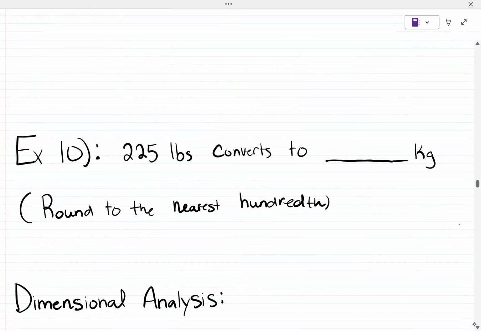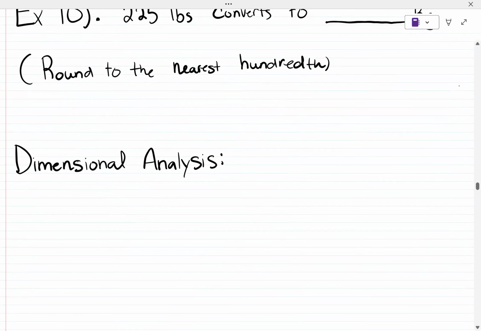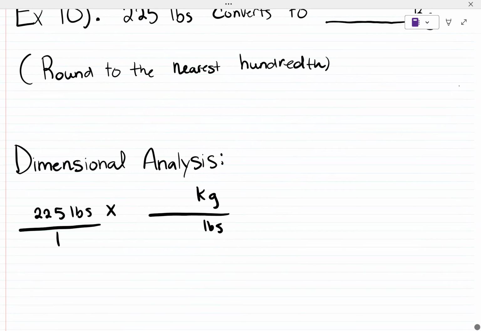Example 10. We have 225 pounds converts to how many kilograms? The direction says round to the nearest hundredths. So yes, let's do this one. So dimensional analysis. Start with 225 pounds, fraction, pounds units on the bottom, kilogram units on the top, invisible 1 under the 225. What is the relationship between kilograms and pounds? Well, according to the chart, for 1 kilogram, there is 2.2 pounds.